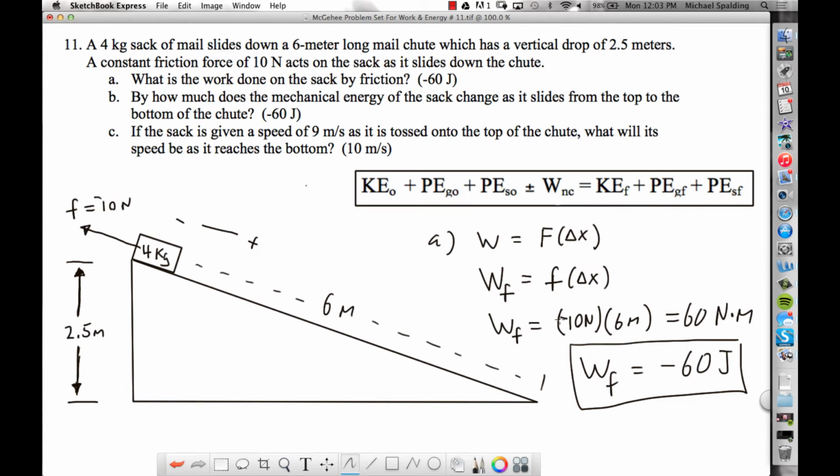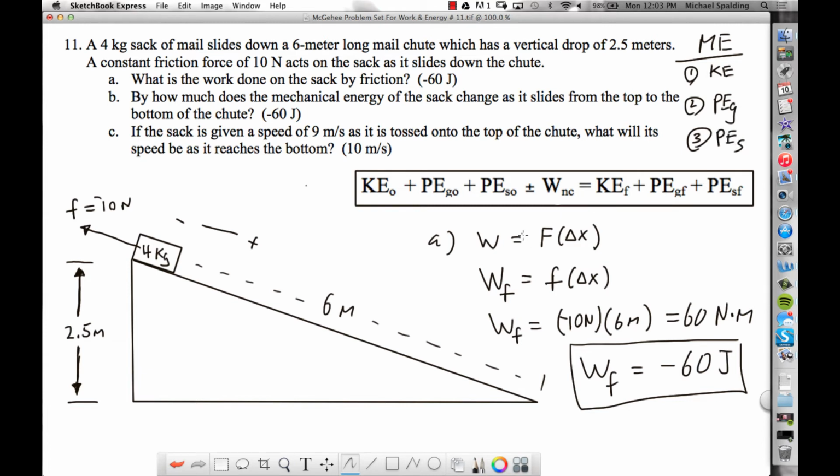Negative 60 joules, okay? Now, part B, how much does the mechanical energy of the sack change as it slides from the top to the bottom of the chute? Well, look. What is mechanical energy? When we say mechanical energy, what do we mean? We mean the sum of three things. Mechanical energy is kinetic, it is potential of gravity, and it's potential of spring.